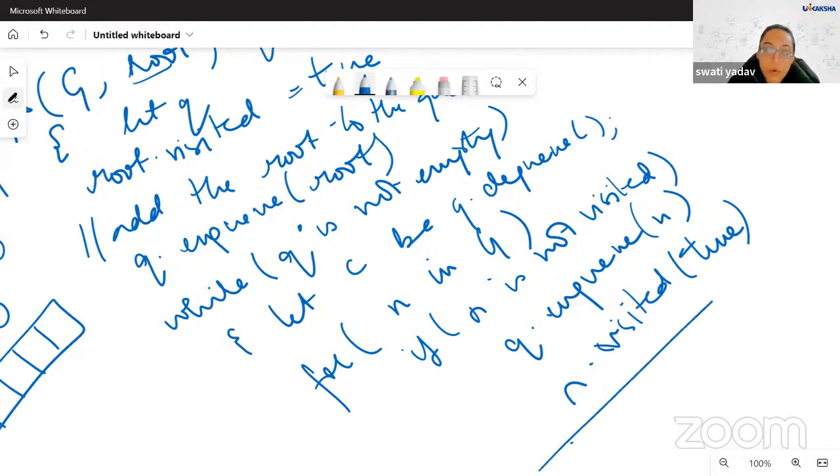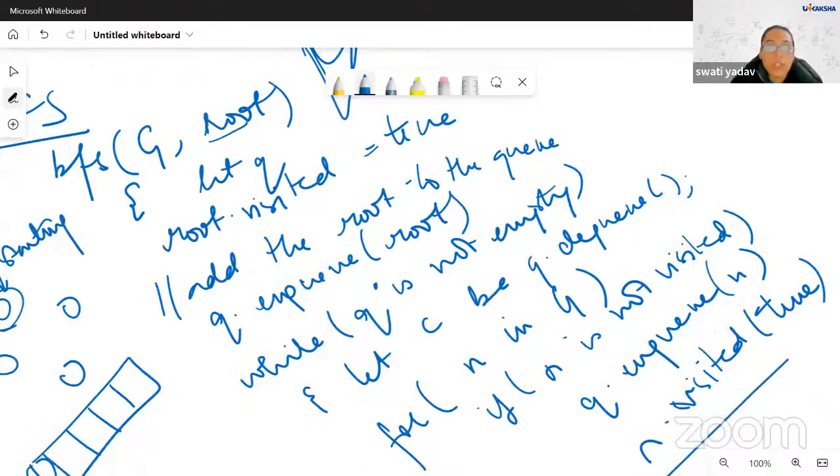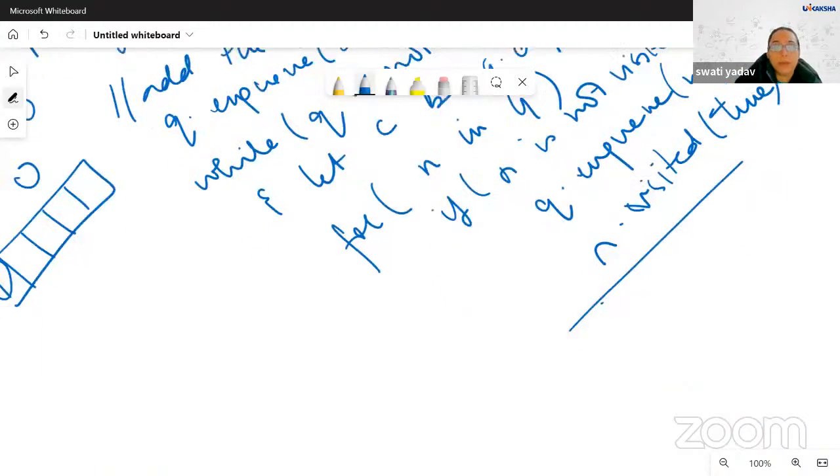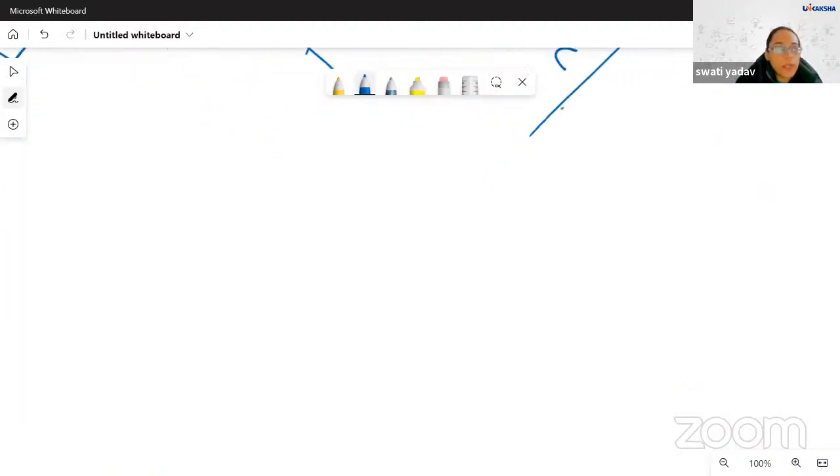So this is the whole algorithm, nothing much. You start from BFS, you take the graph, you take the starting node, then you take a queue in which you're going to add the nodes one by one. If it is not visited, you have to visit it and put it as true. And then later you have to dequeue that as well. Keep this process running until the whole queue is empty. That is what we do in BFS.